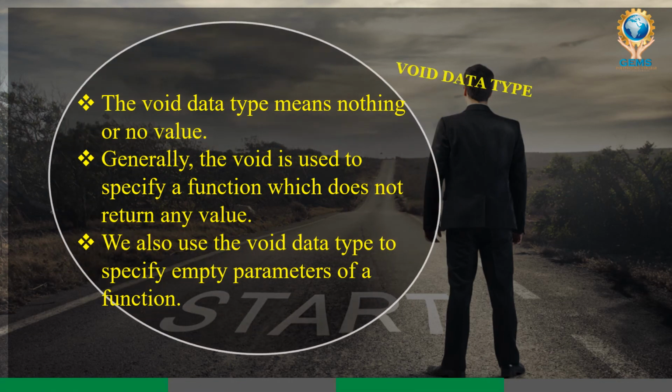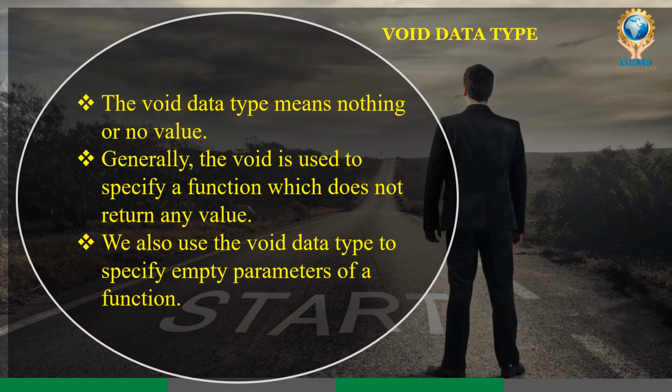Now we have void data types. Void data type means nothing or no value. As I told you in the beginning itself, void data type does not hold any value. Generally, void is used to specify a function which does not return any value. In the programming language, we write void main. That means it is not going to return any value, right? So that is called the void data type. We also use the void type to specify empty parameters of functions. So these are the basic concepts about the void data type.